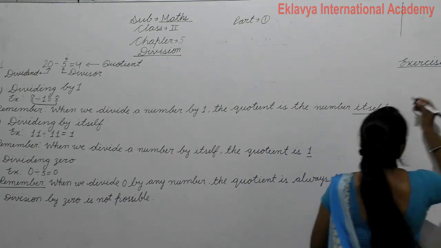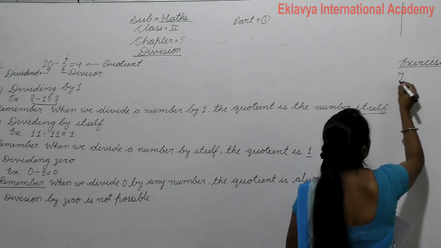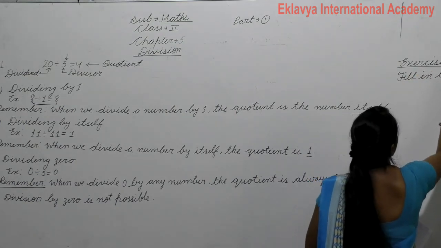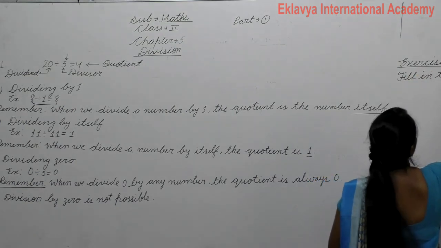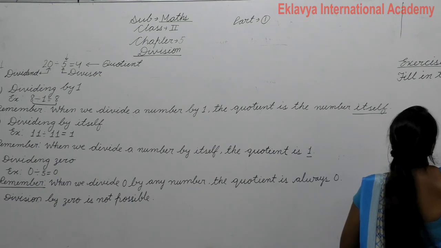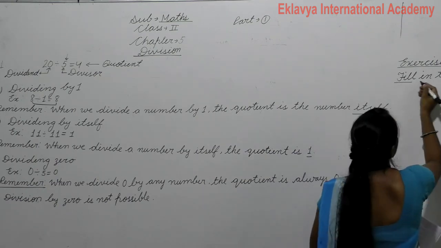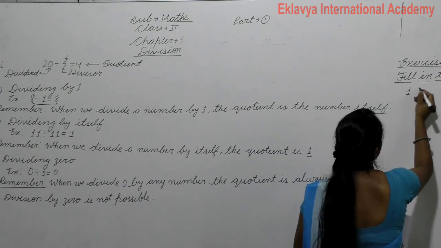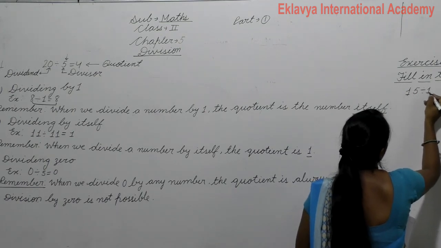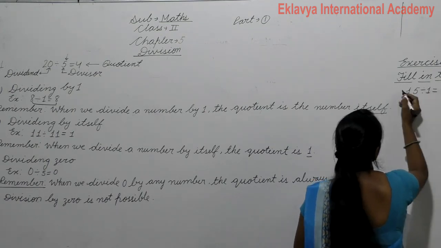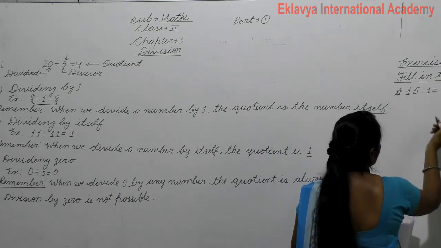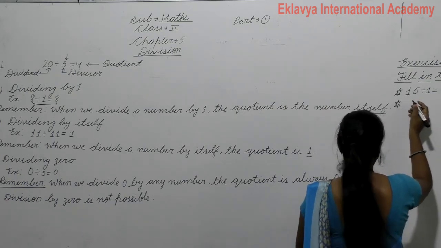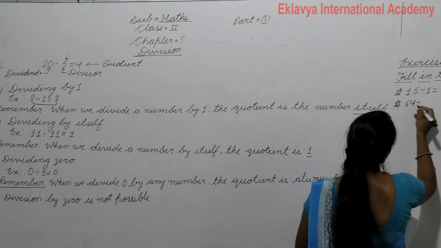This is your SW. Fill in the blanks. 15 divided by 1. What will you get? Yes, 15. Okay. Next, 64 divided by 1.